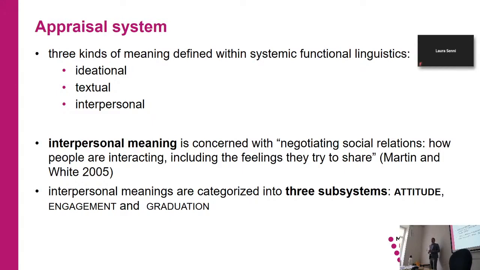As I said, this is a part of systemic functional linguistics. In systemic functional linguistics, there are 3 types of meaning: ideational, textual, and interpersonal, and this is a part of the interpersonal meaning. Interpersonal meaning is concerned with negotiating social relations, how people are interacting, including the feelings they try to share. So this is very important because when we're communicating with other people, of course, we're saying something, but we're also implying some emotions that we have about the things that we are saying.